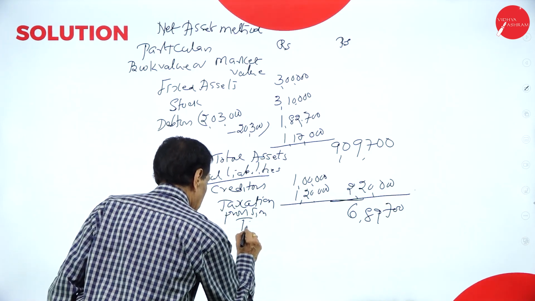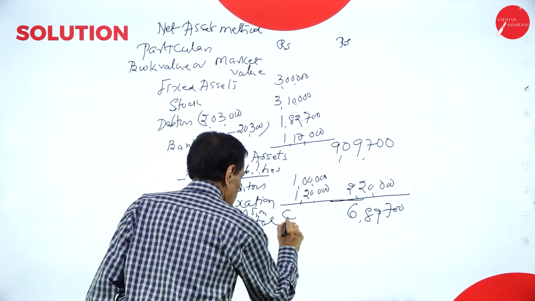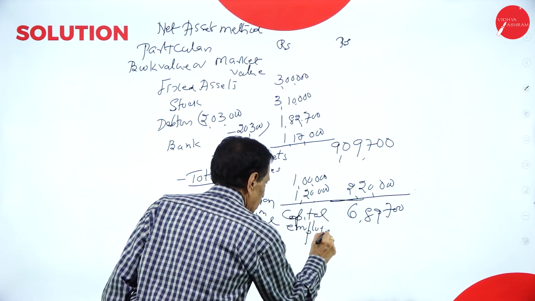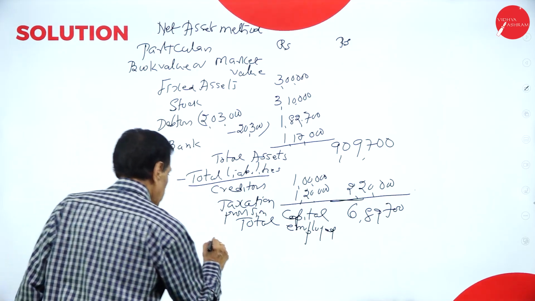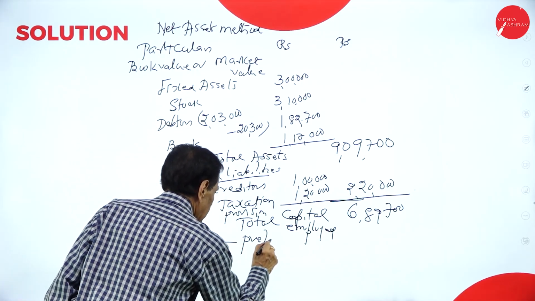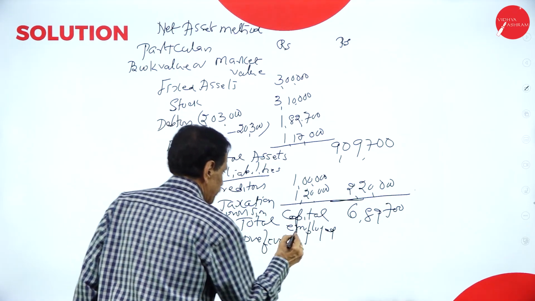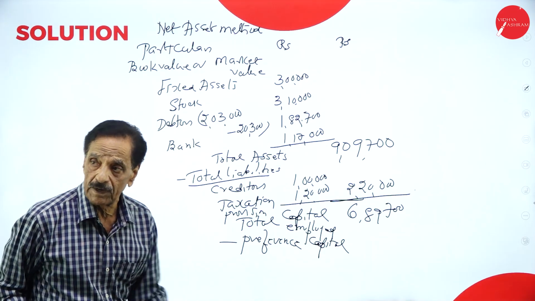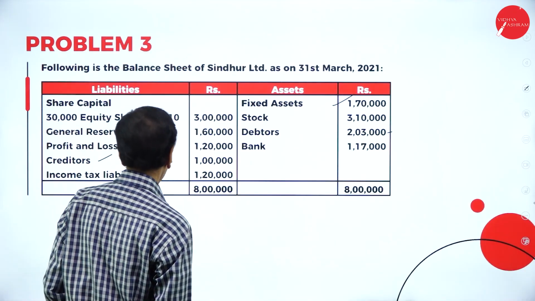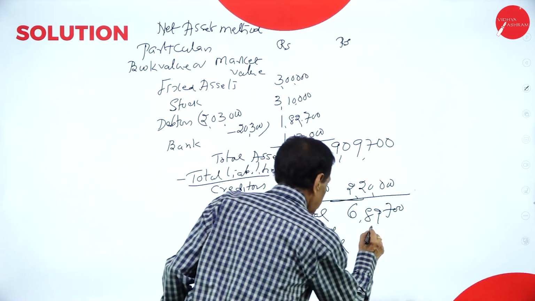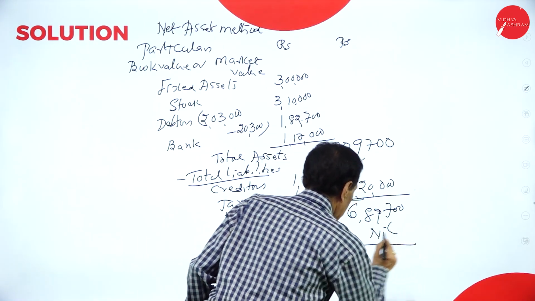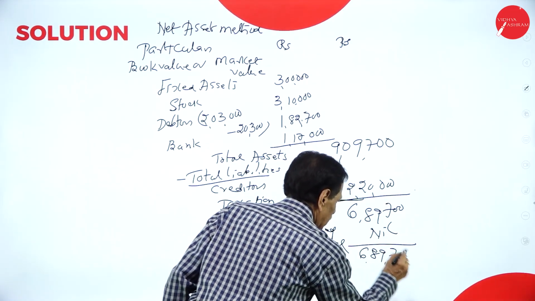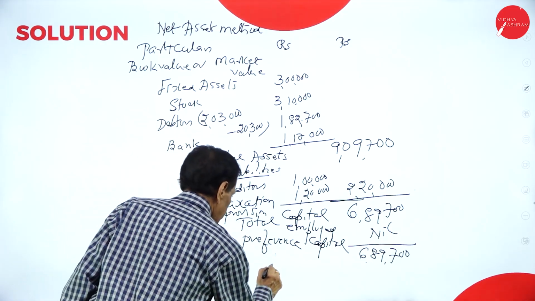Total capital employed minus preference capital. See that in the balance sheet, have you got the preference share capital? There is no preference share, nil. So 6,89,700 is the net asset.